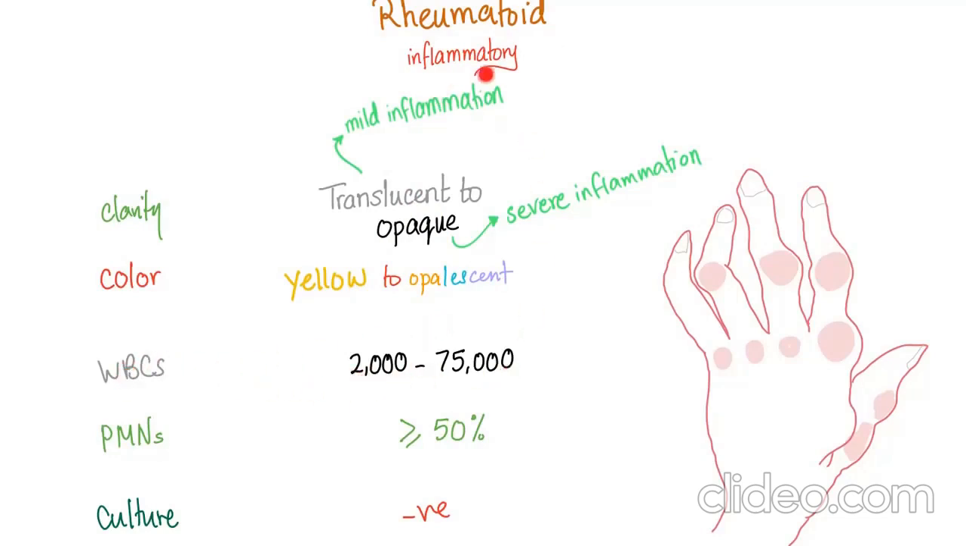Okay, let's go to white blood cells. 2000 to 75,000. This is inflammatory. Is this normal? No. What was the normal? Less than 200. PMNs, greater than 50%. Is this normal? No. What's the normal? Less than 25%. Culture, negative. This is inflammatory. There is no infection. There are just crazy autoantibodies.